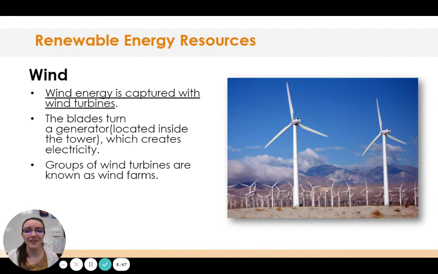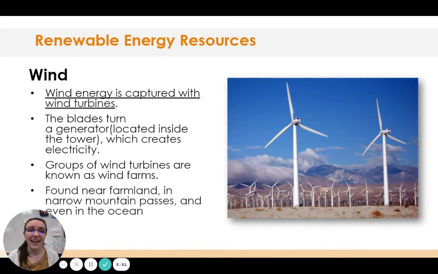When you find all of these big groups of wind turbines, that is a wind farm. And typically these are going to be found in places where it's very windy, near open farmland, in narrow mountain passes. If you think there are two big mountains blocking the air, it's got to travel somewhere. It's got to go in between. So in those narrow mountain passes, you'll find wind farms.